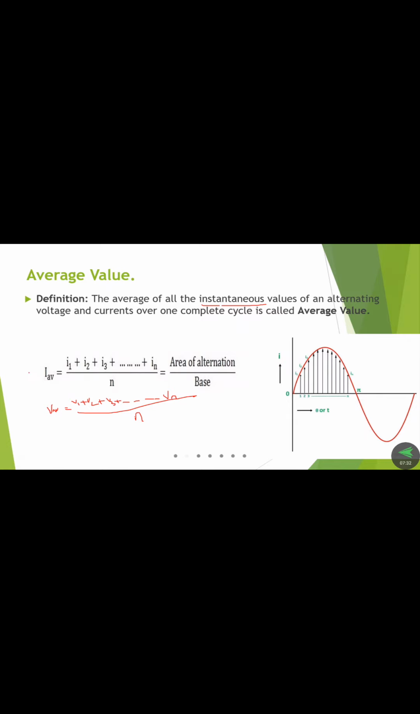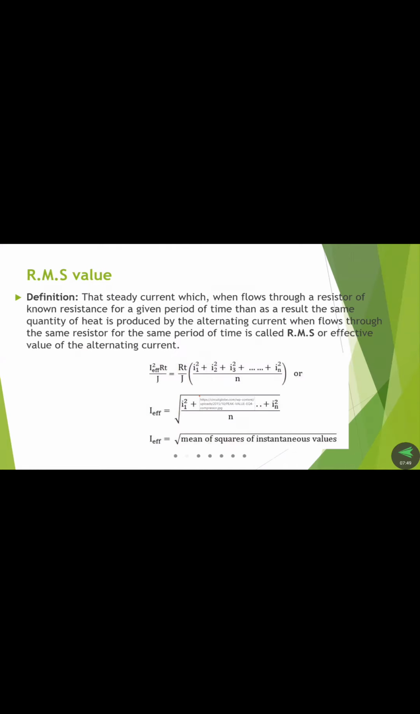So this is the current formula and this is the voltage formula. The formula for voltage and current is always the same, because voltage is in the same manner as current. Both are in the sine wave structure. So that is what we call the average value.